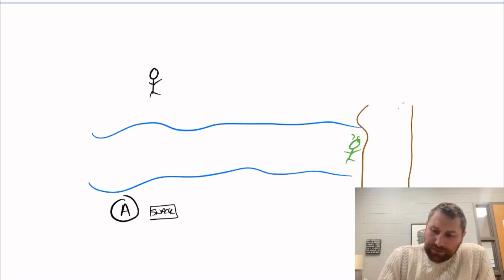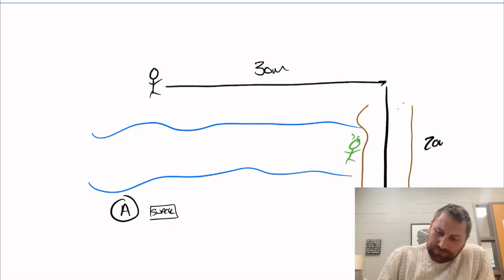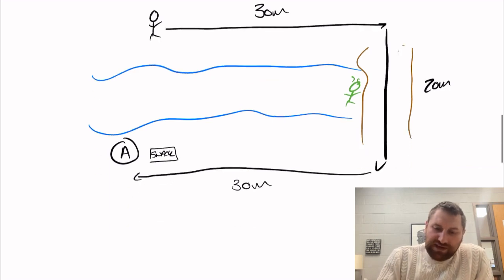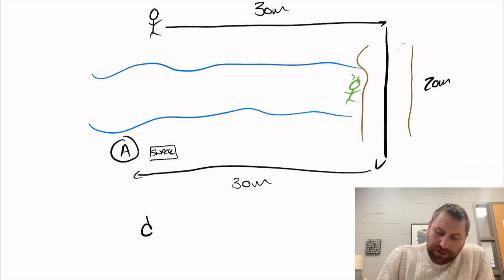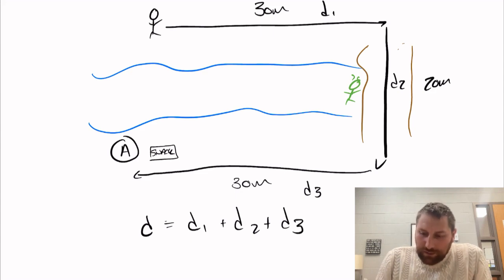Number one, I can travel 30 meters this way, 20 meters, and then another 30 meters. In this case, my distance, notice that it doesn't have this hat, is equal to my first distance 1 plus distance 2 plus distance 3, right? And so I'm going to end up adding 30 plus 20 plus 30. So to get to point A, I need to travel a distance of 80 meters.